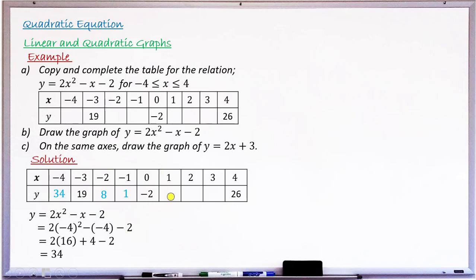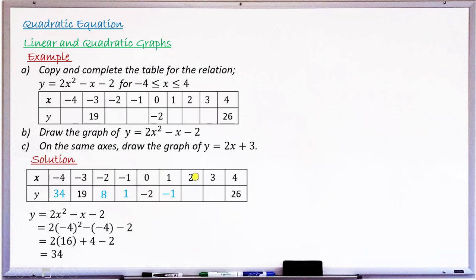When x is 1, what will now be y? So I'm replacing x by 1. So I'm going to have 1 squared, which is 1, times this 2, which will now be 2. Then minus 1, 2 minus 1, that will give you answer 1. Then 1 minus 2, that in the end is now going to be minus 1. So this is how I complete my table.